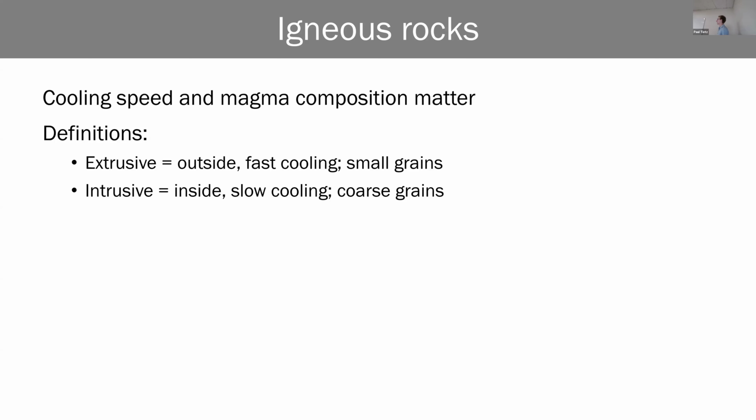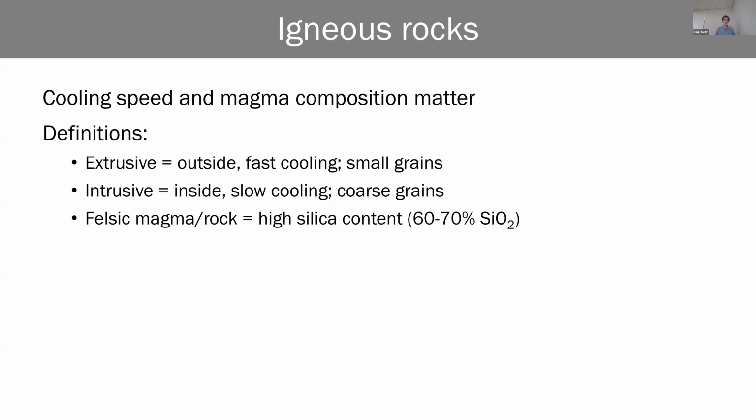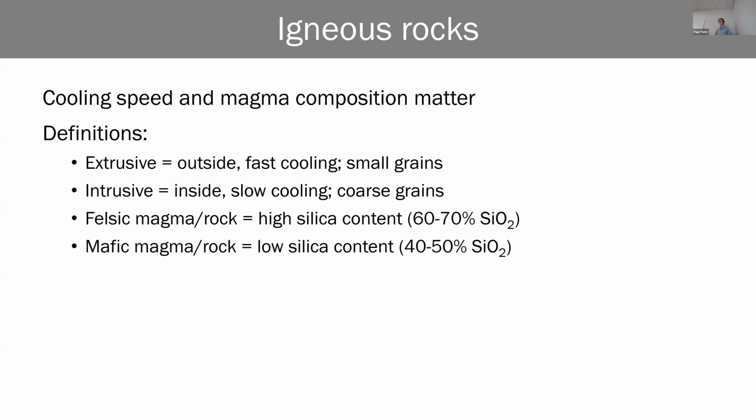We also have two different magma compositions that I want to talk about. The first is called felsic magma or felsic rocks that contain a relatively high amount of silica. I don't need you to remember the exact percentage of this, just that felsic means a lot of silica compared to the other one, mafic, relatively low silica. Intrusive versus extrusive, felsic versus mafic. These are four different properties that any igneous rock can have.